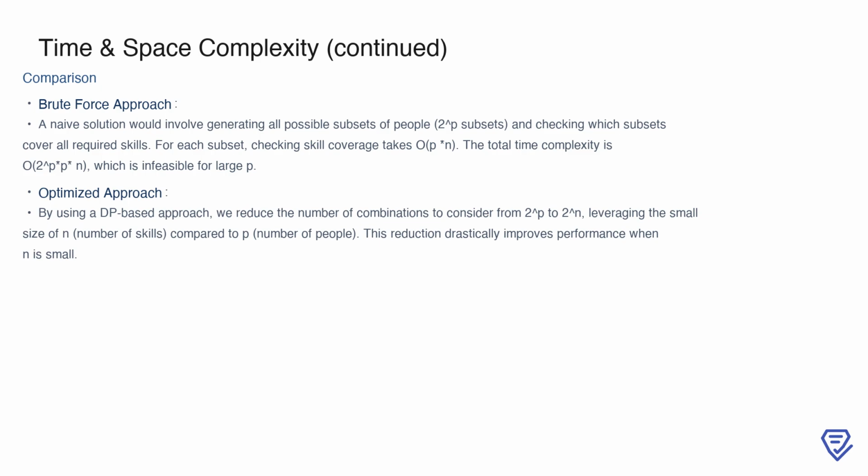In contrast, our dynamic programming-based solution reduces the number of combinations to consider from 2^p to 2^n by focusing on skill bitmasks. Since the number of skills, n, is typically much smaller than the number of people, p, this optimization drastically improves performance and makes the problem solvable for practical input sizes.